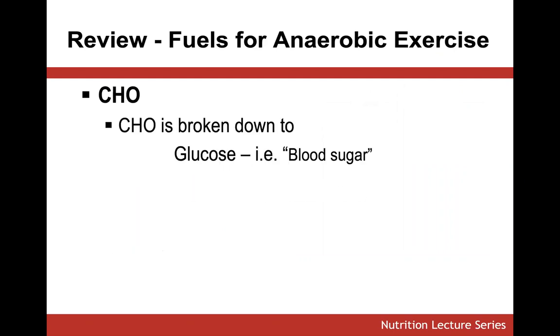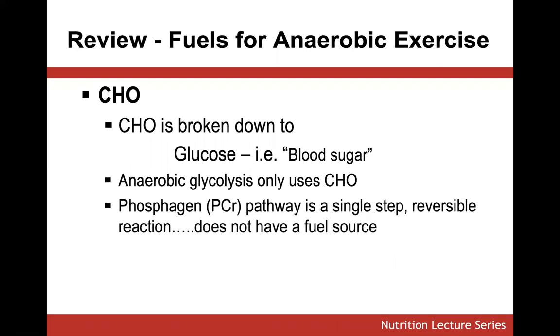All right. Now, let's dive into that concept a little bit more. Again, CHO is carbohydrates. And carbohydrates are broken down into monosaccharides, also known as glucose. We find glucose in the bloodstream. That's why it's also called blood sugar. Now, we did say that we have two different anaerobic pathways. We have anaerobic glycolysis, or also known as the glycolytic pathway, and we also have the phosphagen pathway. Anaerobic glycolysis is the only pathway that utilizes carbohydrate as the fuel source, whereas the phosphagen pathway is a single-step reversible reaction, and so it doesn't really have a fuel source.